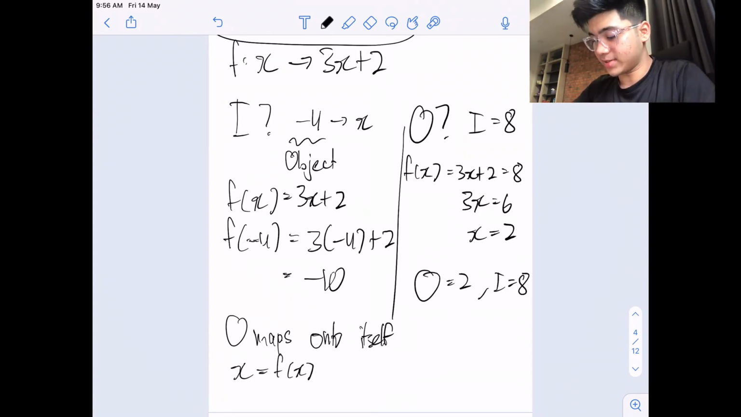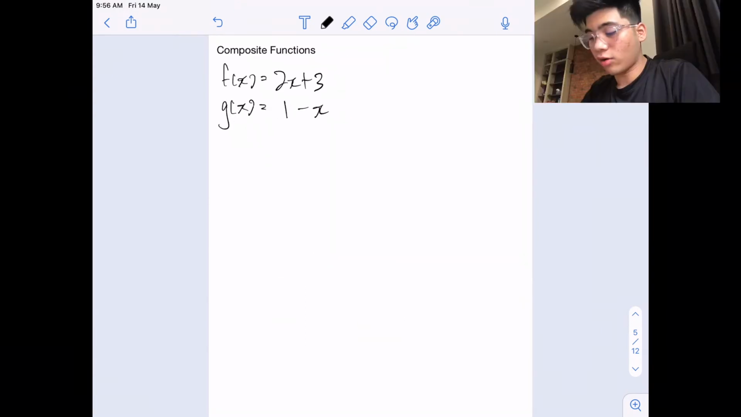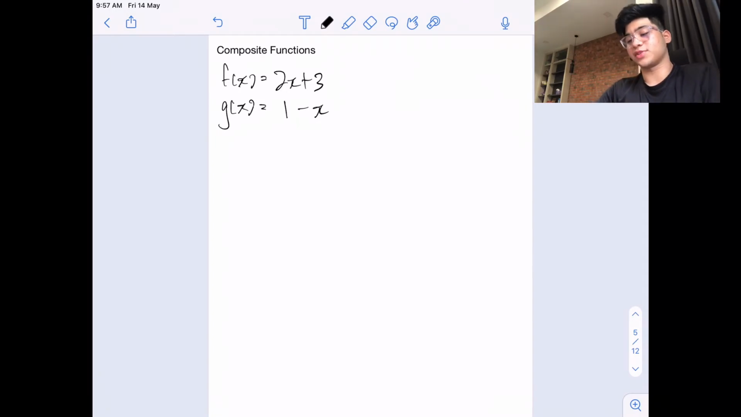So basically, what you have to do is just write back down the equation. f(x) = 3x + 2 = x. Solve it like a normal algebraic equation. 2x = 2 and x = 1. Just like that. Alright, now let's look at composite functions.